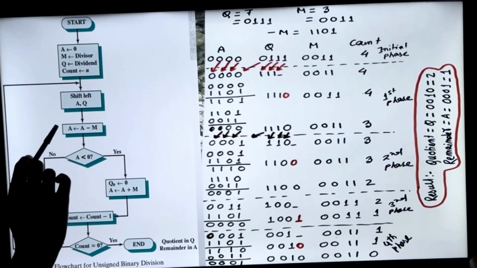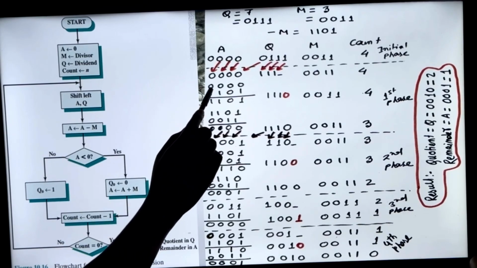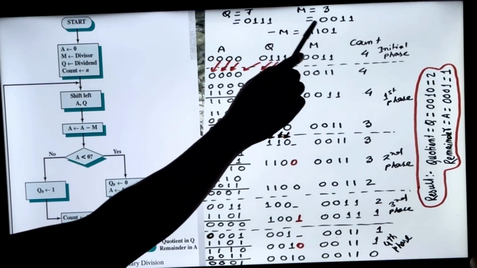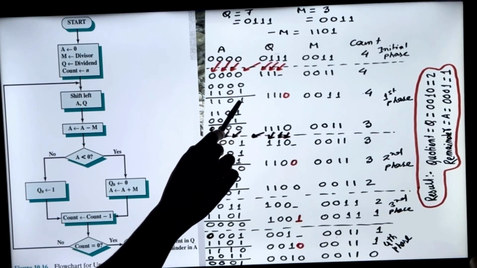Now here also, without any condition, I have to perform this operation every time: A equals A minus M. What is my A? 0, 0, 0, 0. What is my minus M? Here I have noted down 1, 1, 0, 1. If you do the addition, what will you get?